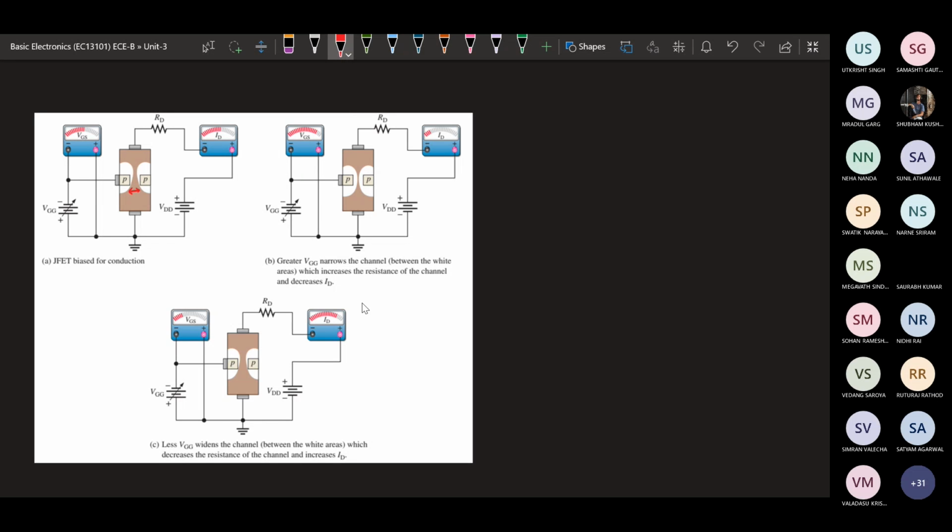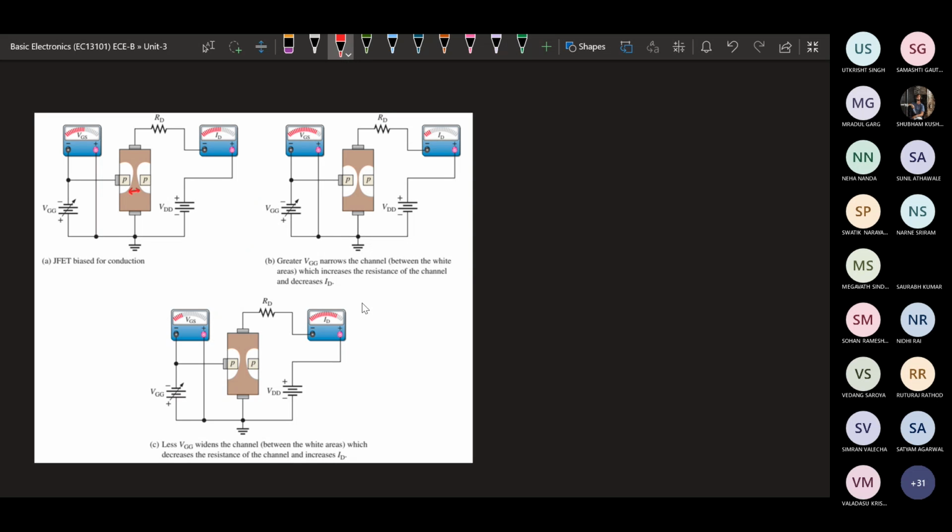So if we increase VGS in the negative direction, in the opposite direction, because we have biased it in reverse, like a reverse bias, and we make it more negative, then it will narrow the channel. So the channel between these two gates will be narrowed. In comparison to the previous one, we can see here it is being narrowed.